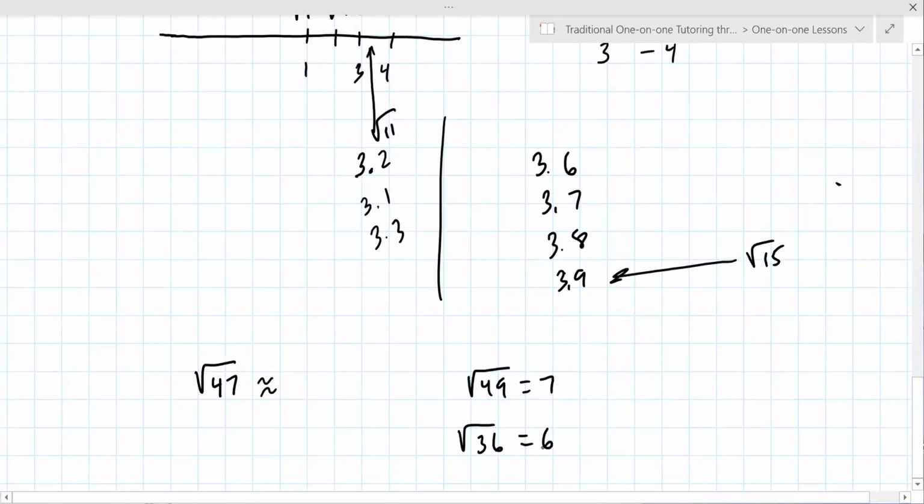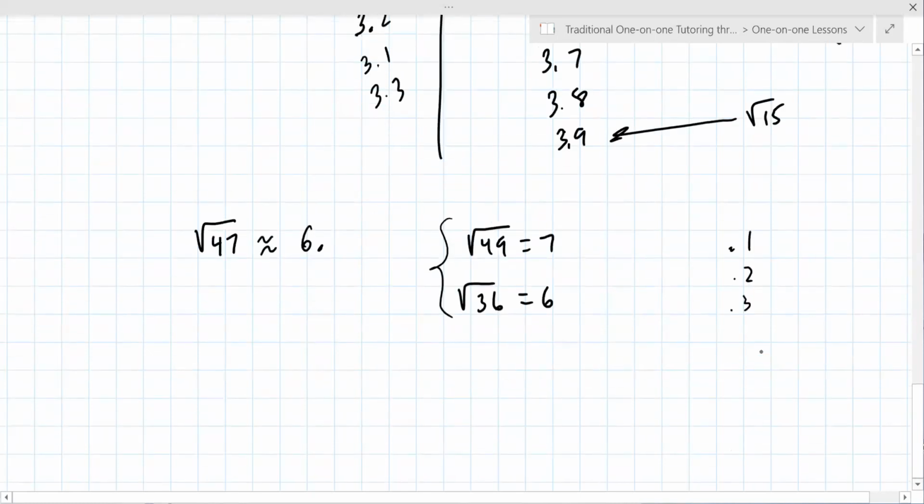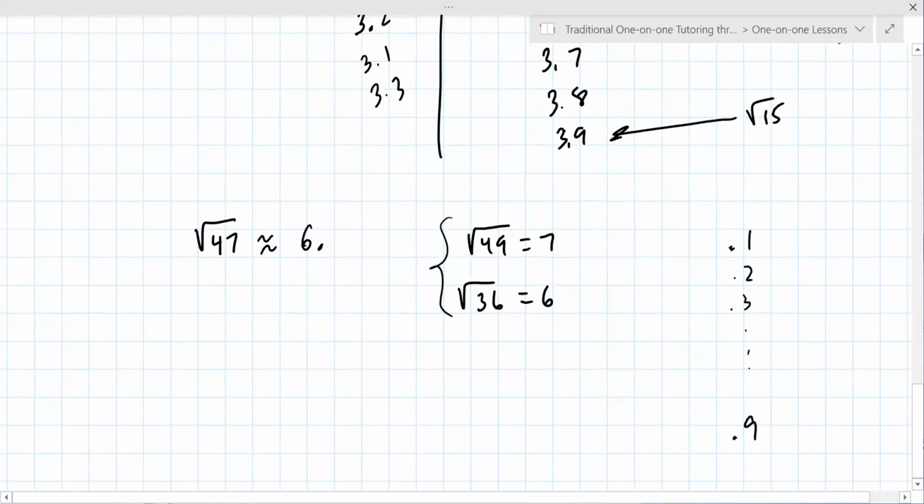All right. So what I'm basically asking is, which one is it closer to? It's closer to 49, but it can't be 50, so it has to be 36. So it's 6 point something, right? So there's a lot of options here. It could be 0.1, 0.2, 0.3, all the way up to 0.9, which is reasonable given that it's closer to 49 than 36.